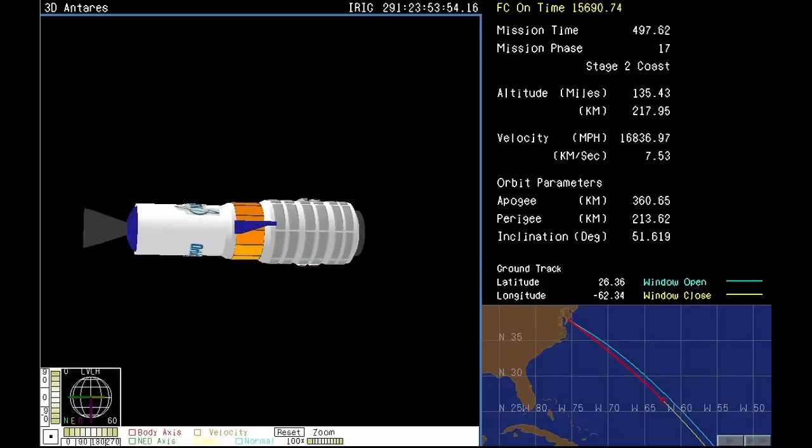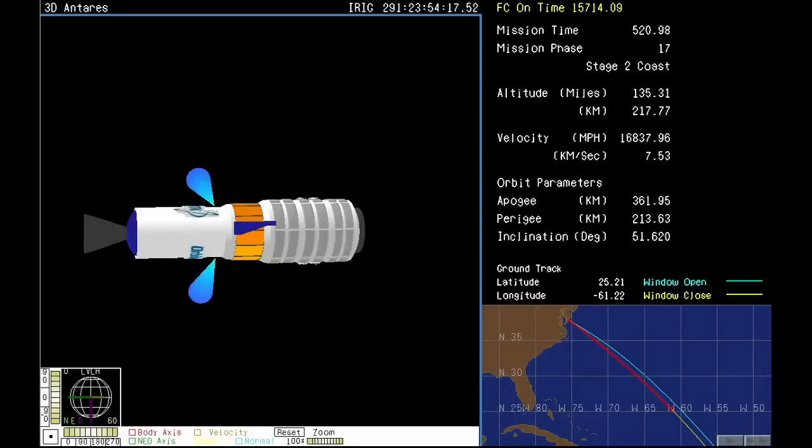Cygnus is carrying with it 5,100 pounds of cargo, including more than 1,000 pounds of scientific equipment and samples that will be used in the many science experiments that go on board the International Space Station at any given time. Attitude and power are nominal. Waiting payload separation shortly here. All systems still look good.